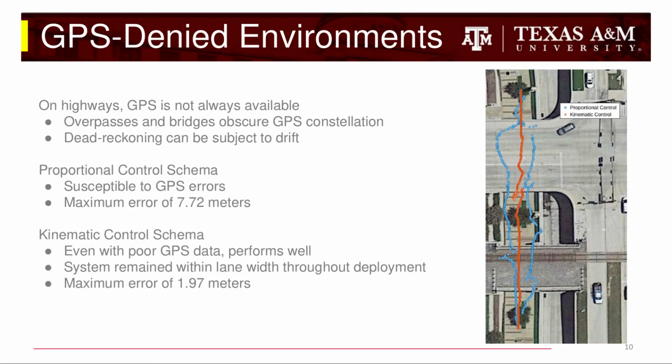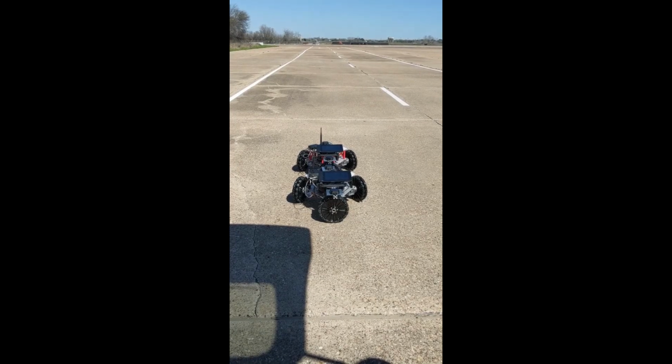When we tested the proportional control schema in this environment, we saw how susceptible it was to GPS errors, with a maximum positioning error of almost 8 meters. However, the kinematic control schema performed much better. While even receiving poor GPS data, it performed well. The system remained within the width of a lane line throughout its deployment and achieved a maximum error of under 2 meters. Shown here is a video of the cones being deployed.